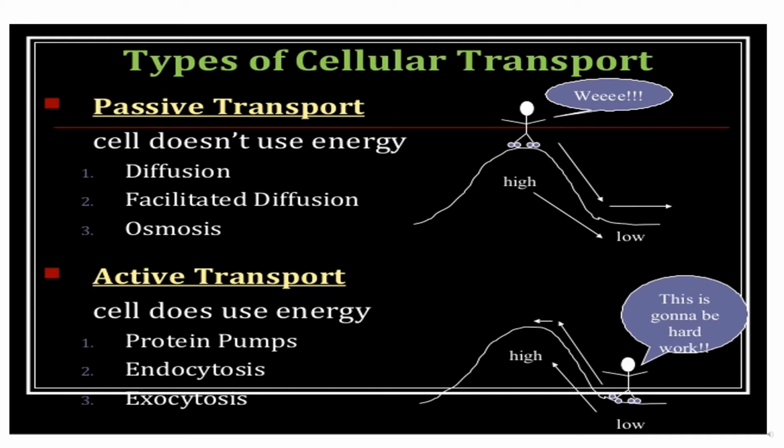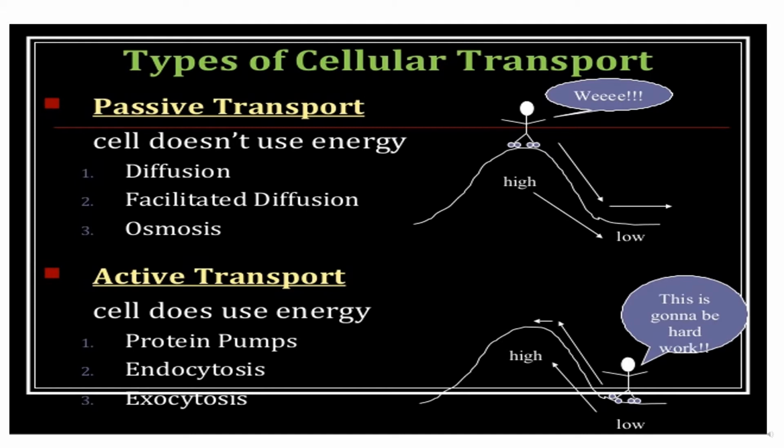Let's move towards active transport. In active transport, the cell does use energy. And what is the energy of the cell? You know very well. The energy of the cell is called ATP, meaning adenosine triphosphate. So, there are examples of active transport: protein pumps, endocytosis, and exocytosis.